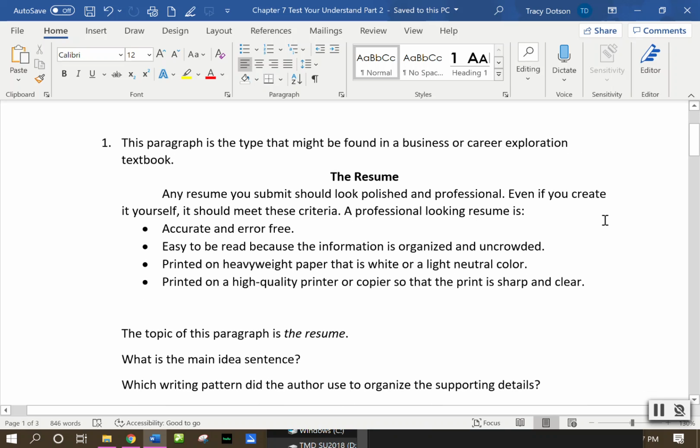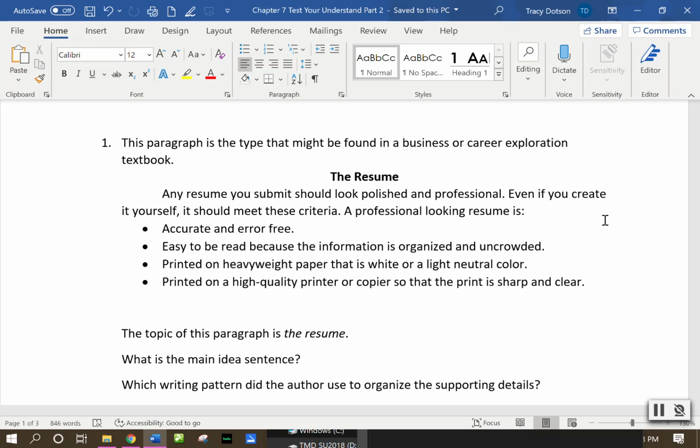Number 1 is an example of something that would come from a business or career exploration textbook. This has a title to it. It's called the resume. In any resume you submit should look polished and professional. Even if you create it yourself, it should meet these criteria. A professional-looking resume is accurate and error-free, easy to be read because the information is organized and uncrowded, printed on heavy white paper that is white or a light neutral color, printed on a high-quality printer or copier so that the print is sharp and clear.